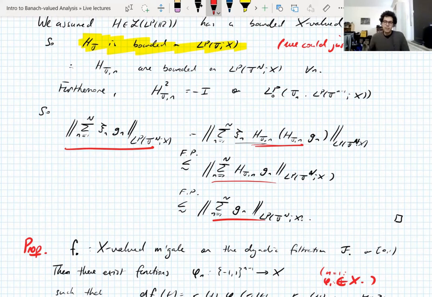So what other things would you want to prove with that? Actually, with this argument, what we've shown is that boundedness of the Hilbert transform gives you the UMD property. You can use this for many different operators and say boundedness of some operator or some family of operators implies the UMD property.